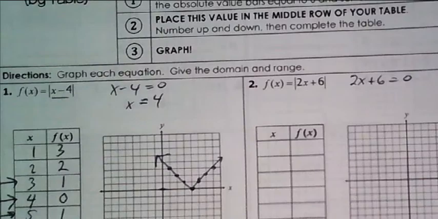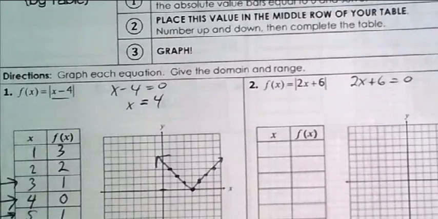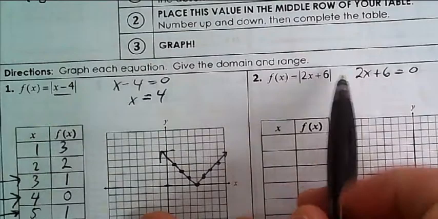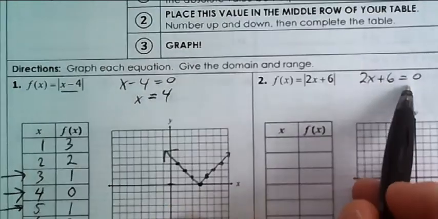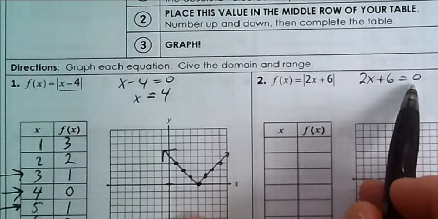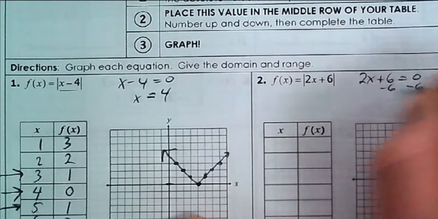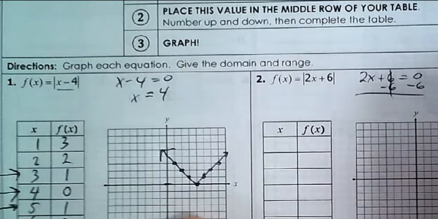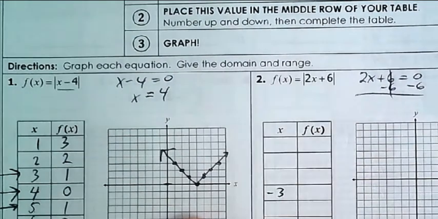Okay, so in doing this problem, like before, we need to make sure we take what's inside the absolute value and set it equal to 0. So 2x plus 6 equals 0. Now we'll subtract 6 from each side. So 2x equals negative 6. Divide by 2. So x equals negative 3. So that goes in the middle row of our table.